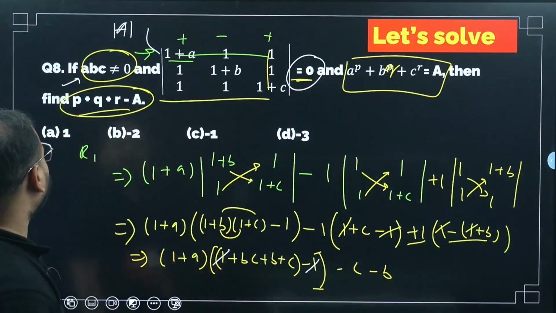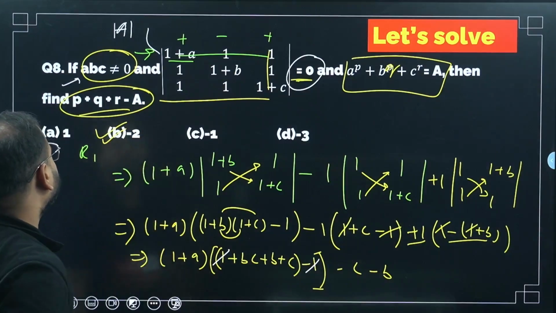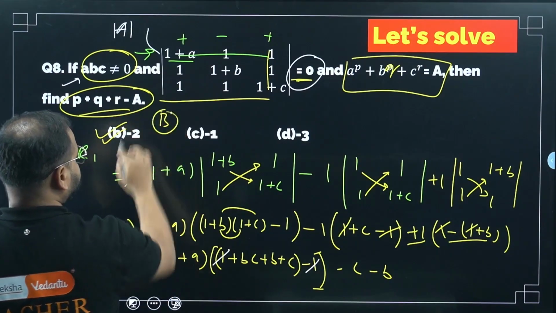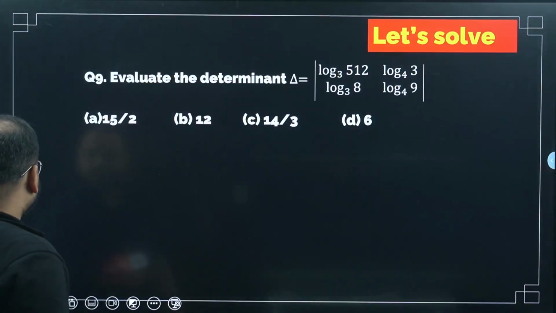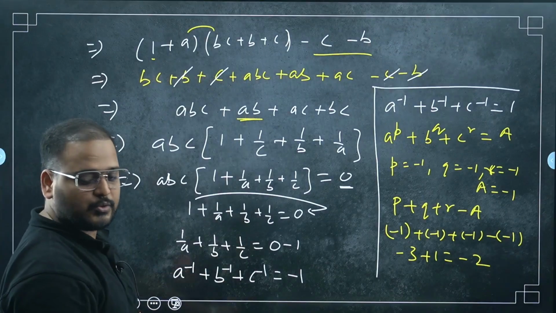Answer is -2. Option B. Option B is my correct answer. Please check. Answer is -2. Okay, sir.